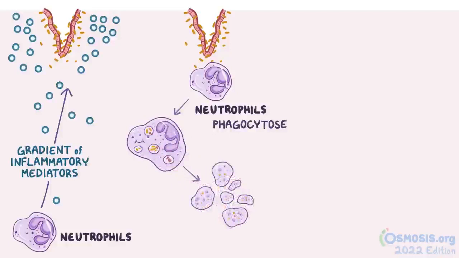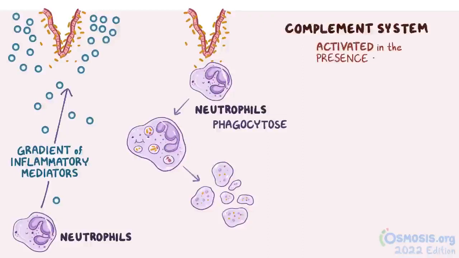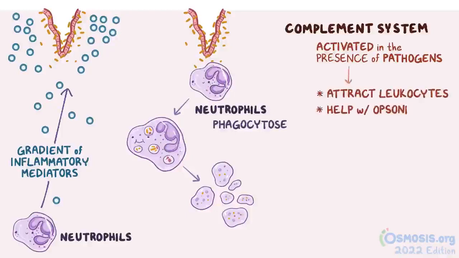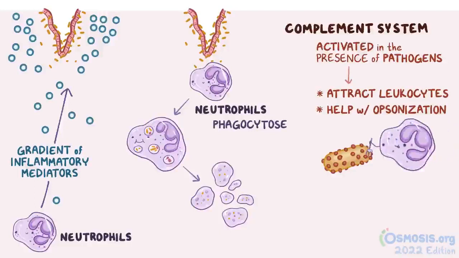Now, while this is all happening, there's also a family of soluble proteins called the complement system. The complement proteins most often get activated in the presence of antibodies bound to pathogens, or by molecules on the pathogens. Once these complement proteins are active, they help attract leukocytes, and help with opsonization, meaning that they can bind to microbes so that leukocytes can more easily phagocytose them. Kind of like sticking a fork in a meatball so that it doesn't slip away. Some of the complement proteins also kill pathogens by directly forming a channel in their membrane, literally punching a hole in it.